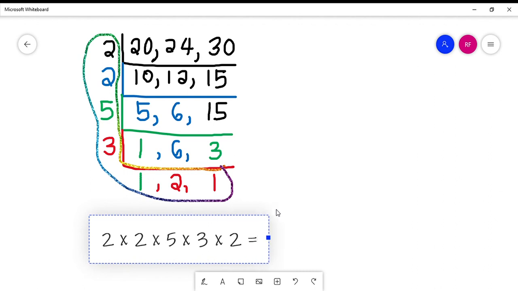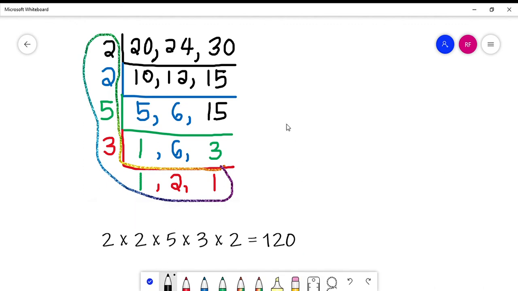Okay, it's equal to, so here, since we have 2 and 5, that would be 10 already, and then multiply those other factors. So 2 times 3, that would be 6 times 2, that would be 12. So times 10, that would be 120. So that means our LCM is equal to, that means the LCM of 20, 24, and 30 is 120. Okay, there.